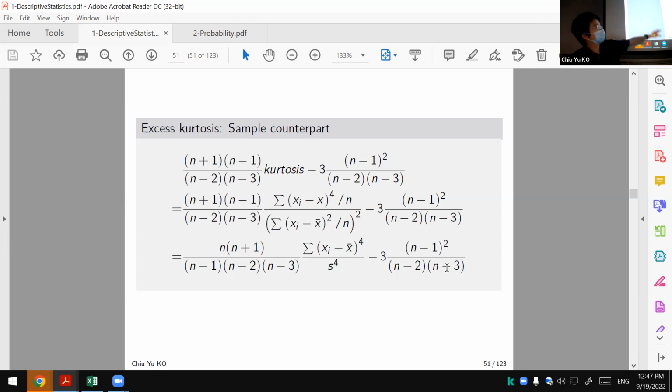And some of you may ask, I only have sample excess kurtosis, what about sample kurtosis? That's simple, just add 3 to the end, because the difference between excess and non-excess is just 3. But actually, no one cares about kurtosis by itself. We only care about excess kurtosis. So this is what Excel gives you, and later you will see it in the second part of our class.